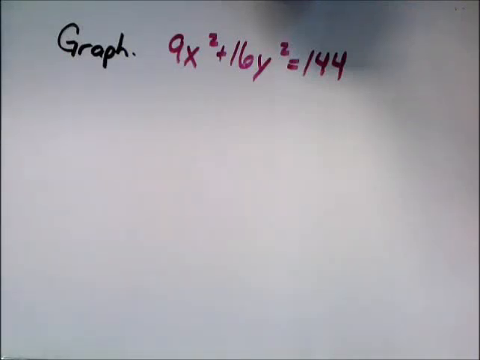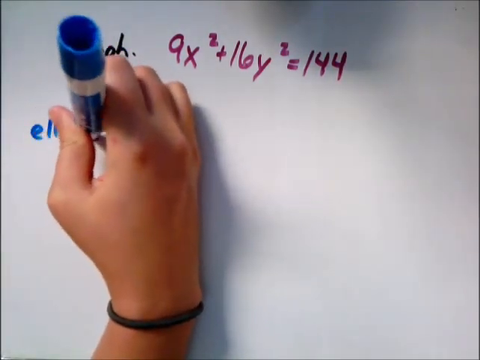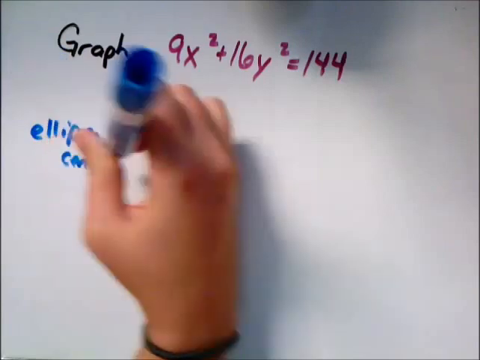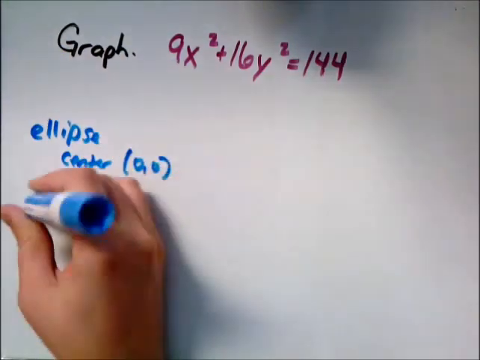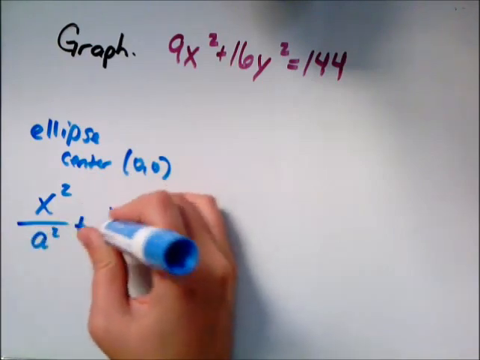Here we're going to look at graphing an ellipse. So, fancy name for an oval shape. And so one first thing we want to look at is for ellipses that are centered at 0, 0. The standard form for the equation looks like x squared over a squared plus y squared over b squared equals 1.